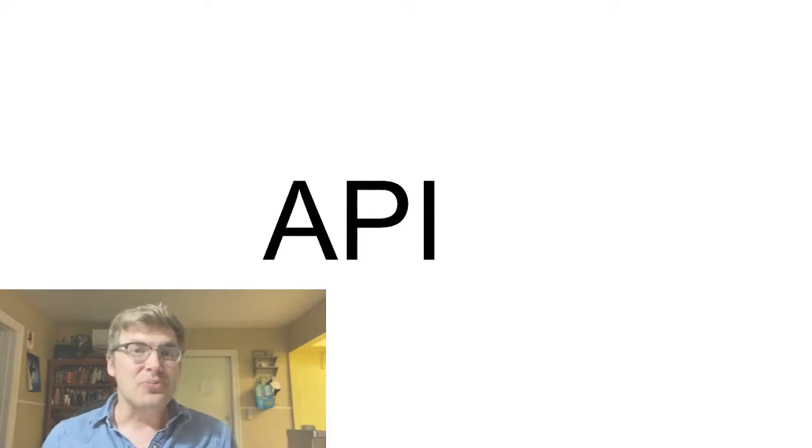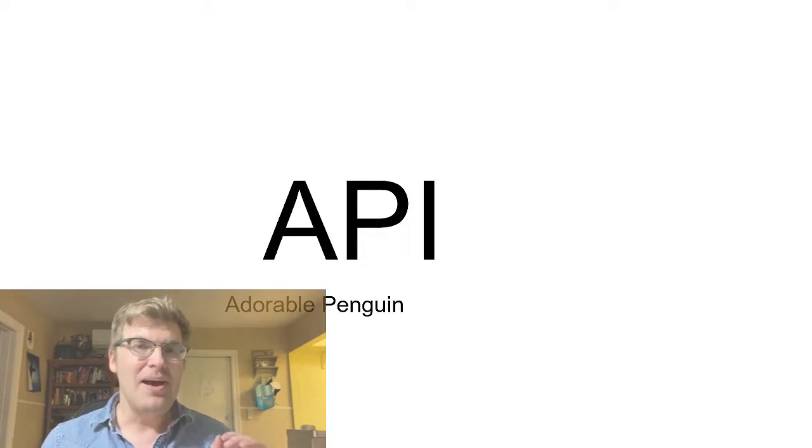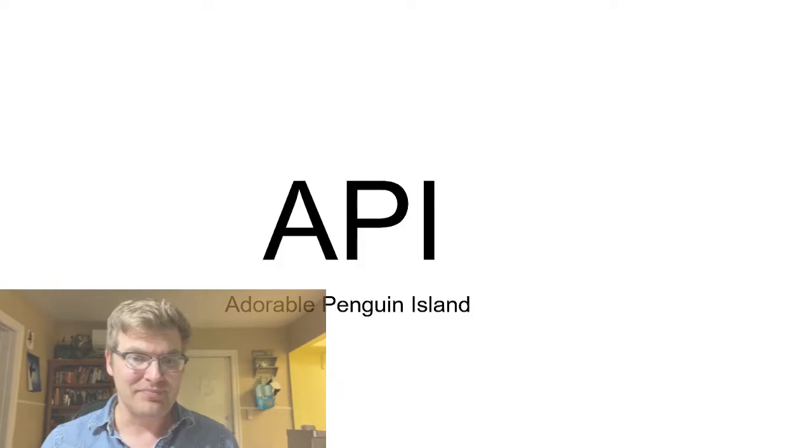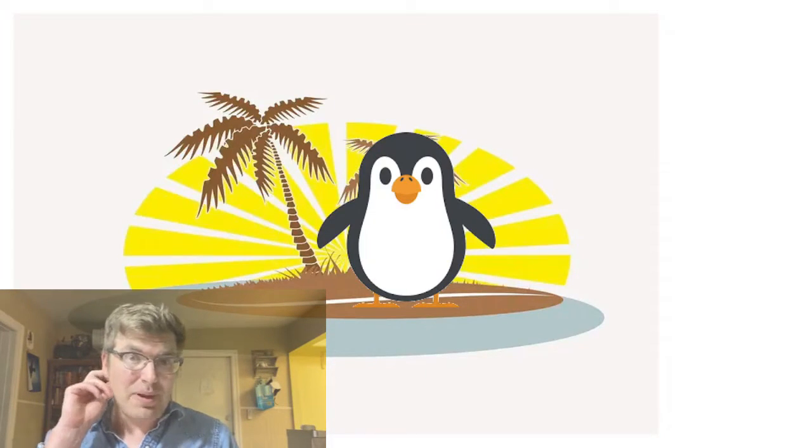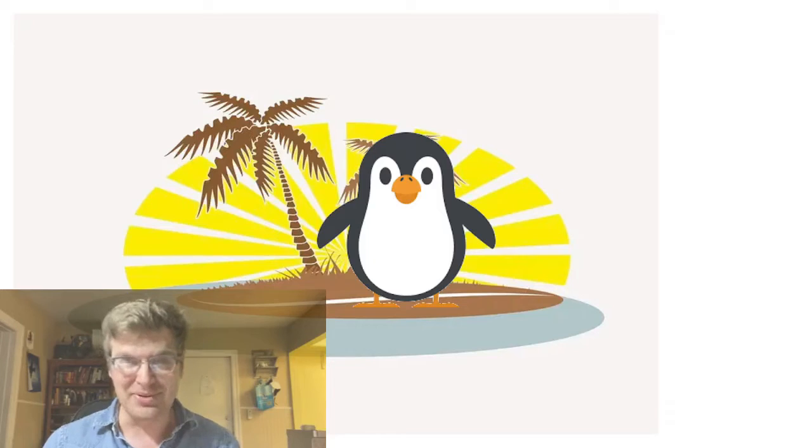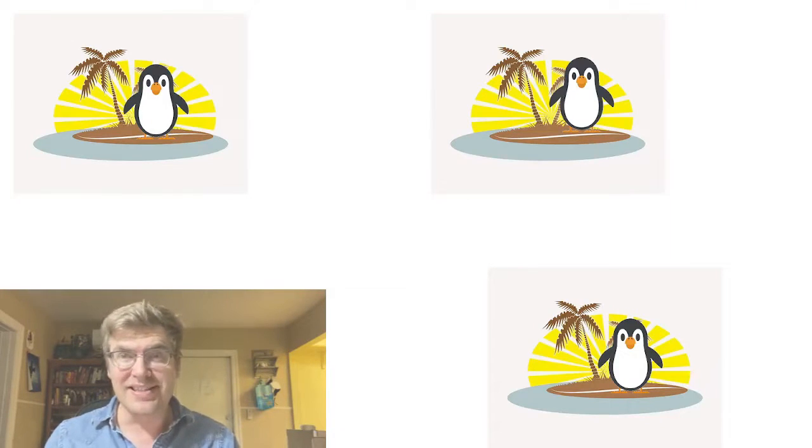So first we have to talk about a basic concept called the API. And what does API stand for? It stands for Adorable Penguin Island. So here's your adorable penguin island with your adorable penguin on it. And your penguin isn't the only penguin out there. You've got several other penguins and they all want to talk to each other. So they communicate with a little system.